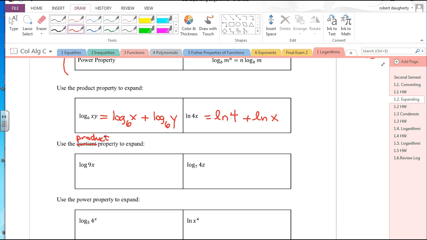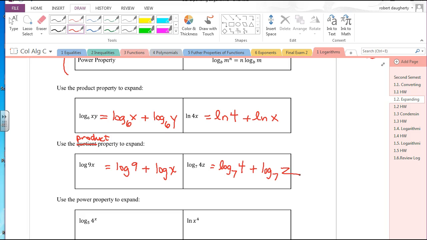Right, but what base is the logarithm? 10. Anytime you don't see it, it's 10. But you've got it right, Jake. This is the log of 9 plus the log of x. That's our product rule. What's the next one? Log base 7 of 4, plus log base 7 of z. Okay?